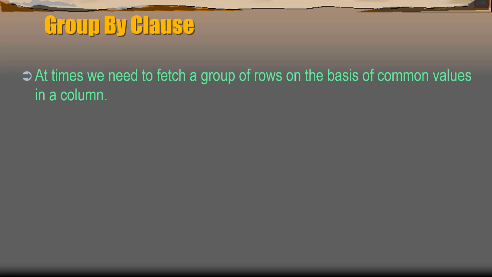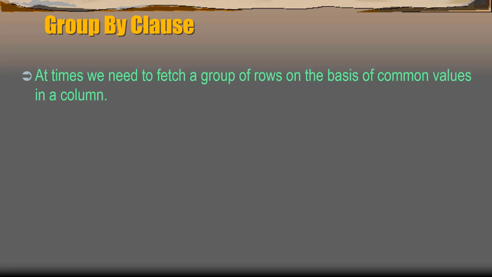Sometimes we need to fetch a group of records on the basis of common values in a column. Like I want to know how many students are there in each stream, like how many students have opted for the math science stream, how many for the bio stream, how many for commerce, humanities stream. Then in a company, how many employees work in the sales department, the purchase department, the finance department, or what is the average marks of students in all sections of a particular class.